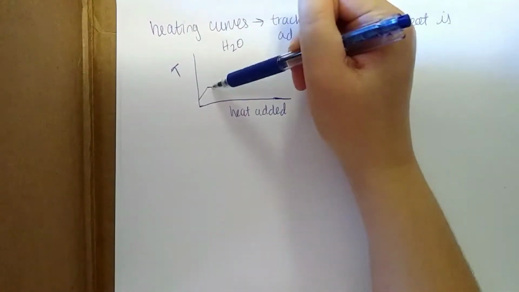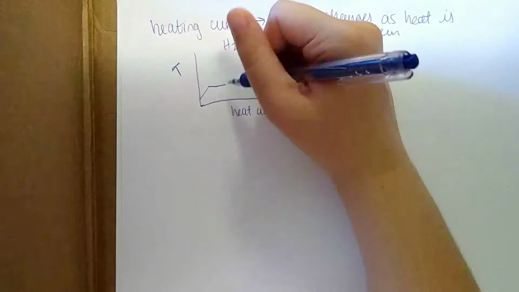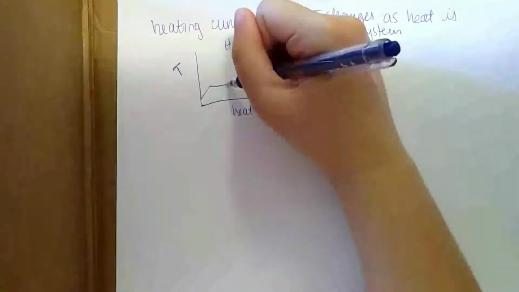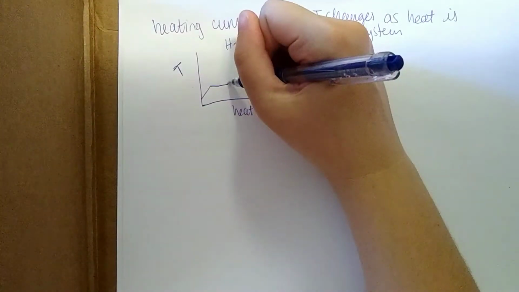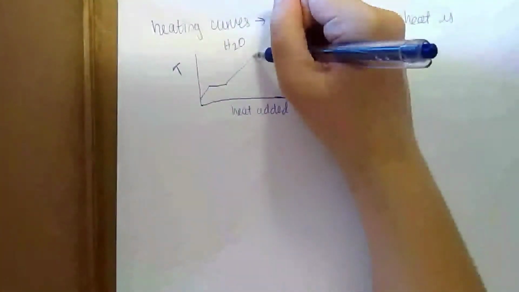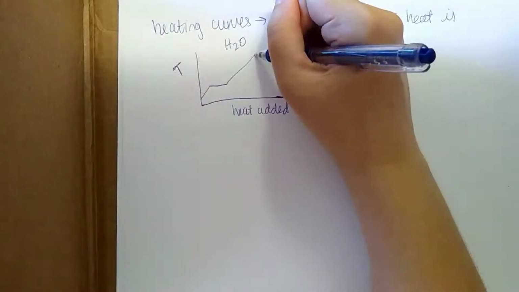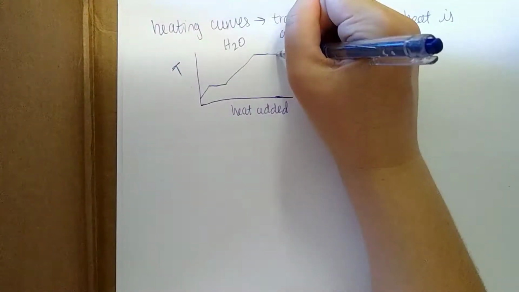So at a constant temperature, all of this heat is being used to break apart the intermolecular interactions. Once that happens and we enter our liquid phase, which looks something like this, we go through another phase change once again. So the liquid's going to become a gas, and it's going to take some energy to do that.